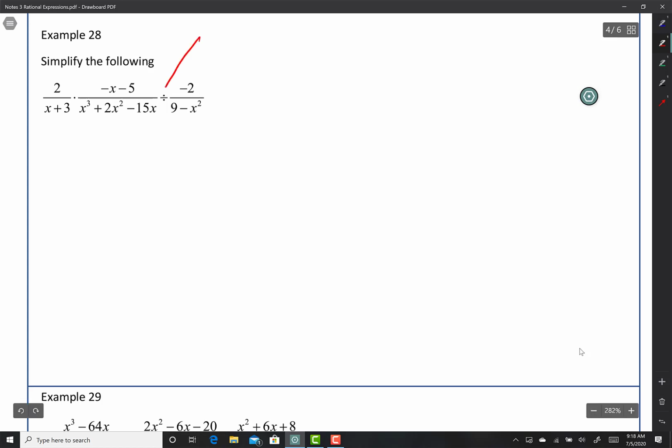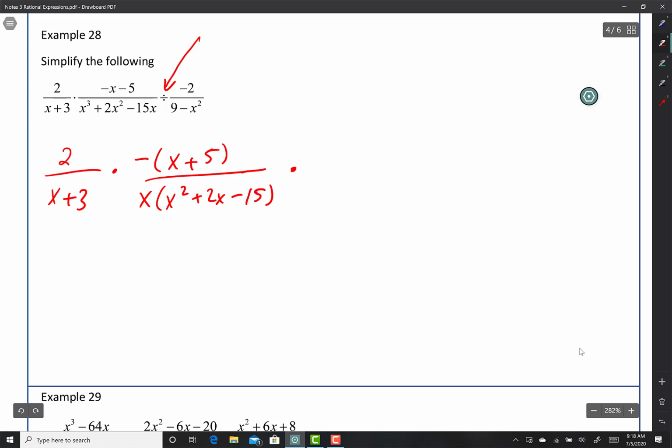All right, I see a division sign there, so I'm going to do keep change flip. So I'm going to rewrite everything, and then I'm going to factor out where I can. So let's see, 2 over x plus 3, nothing there. Dot, I'm going to factor out a negative in the numerator, and I'm going to write x plus 5 over, and on the bottom I can factor out an x because I see x cubed, 2x squared, and 15x. And then I'm going to be left with x squared plus 2x minus 15. And in a little bit, I'll go ahead and simplify that. Dot, and I'm going to flip these guys. So I'm going to write 9 minus x squared over negative 2.